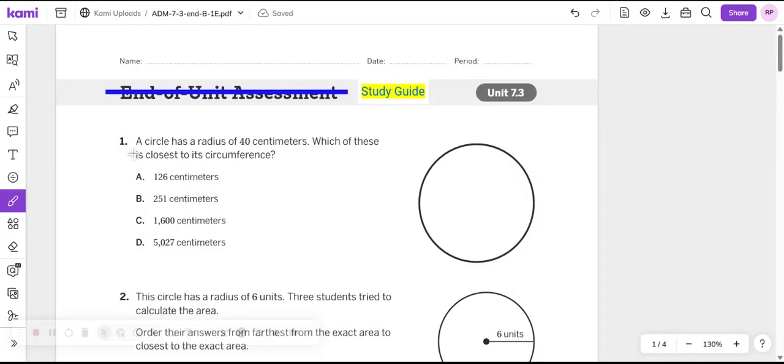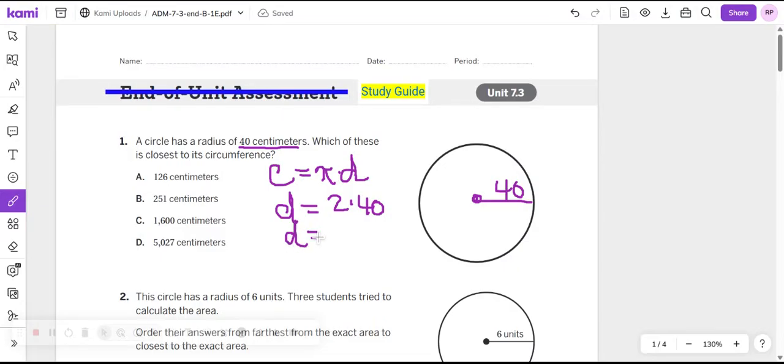Number 1 says, a circle has a radius of 40 centimeters. Which of these is closest to its circumference? So first thing we know is that the radius, which is the center to the outside, is 40 centimeters. To find circumference, it is pi times diameter. So the first thing that we need to do is find the diameter from the radius. Diameter is equal to 2 times the radius. So the diameter is 80.